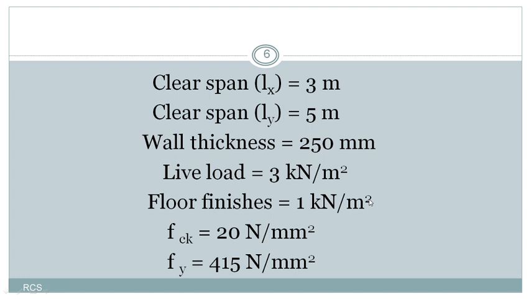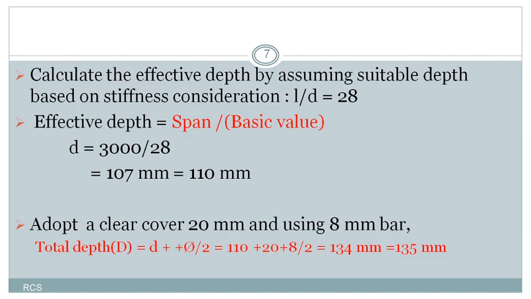Based on that we have to calculate our assumed effective depth. So effective depth equals span by basic value. Lx by d will be the actual value and we want d, so d equals Lx by basic value. For this case the basic value will be 28. So d equals span, which is 3000 mm, generally given as 3 meters, that will be converted into mm. So 3000 mm by 28, then d will be 107 mm. So I will round it up to 110 mm.